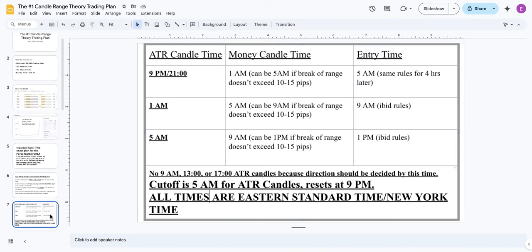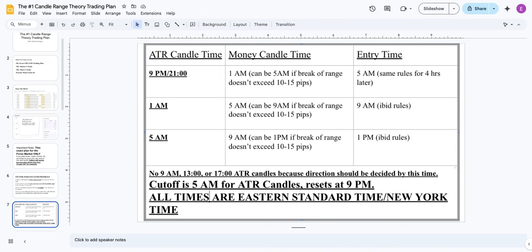These are the times. Okay, this is the plan even more simplified. So I check the chart first at 9 p.m. to see, okay, are there any ATR candles? If there are, I have to wait until 1 a.m. to see if a money candle develops. And then my entry time, the time I start trading, is 5 a.m. onward. So this process can take hours.